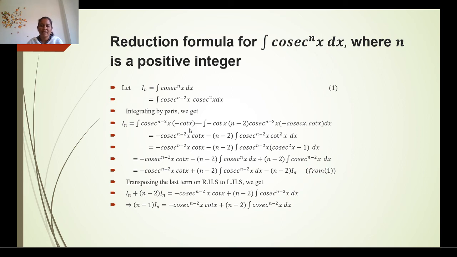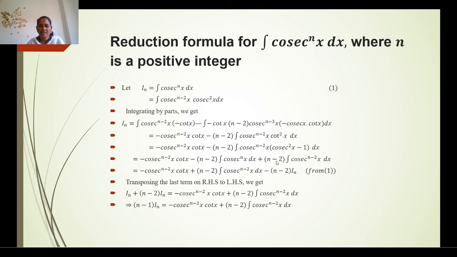First function, integral of second function, minus integral of second function times derivative of first function. Cosecant derivative: n minus 2 cosecant to the power of n minus 3 x times minus cosecant x cot x dx. Here we have to simplify this. n minus 2 cosecant to the power of n minus 2 x cot x, and cot x is there, so we get cot square x. Again cot square x is cosecant square x minus 1. The remaining terms will remain the same. We have to write the same terms here. In this place also we just simplify this.